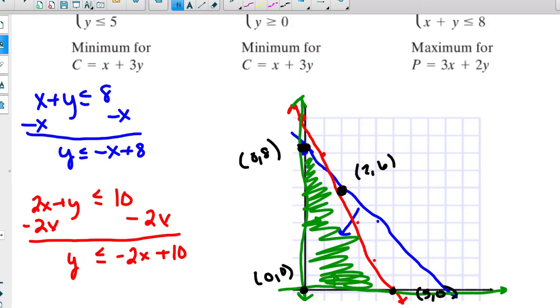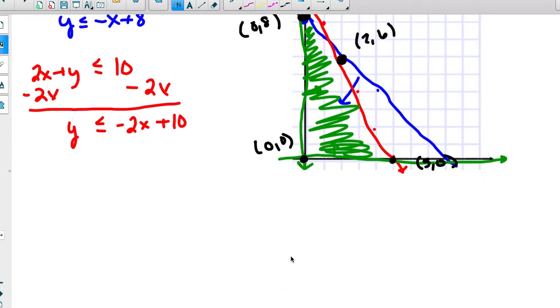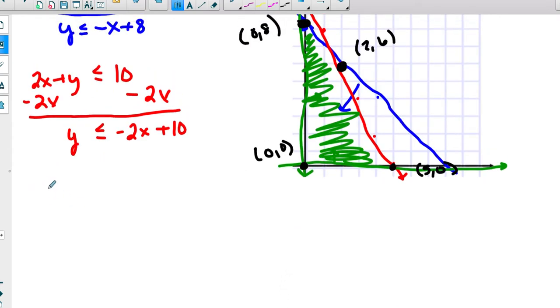Okay, so those are the 4 possible solutions because those are the vertices. So you're going to write those down. 0, 0, 0, 8, 5, 0, and 2, 6.